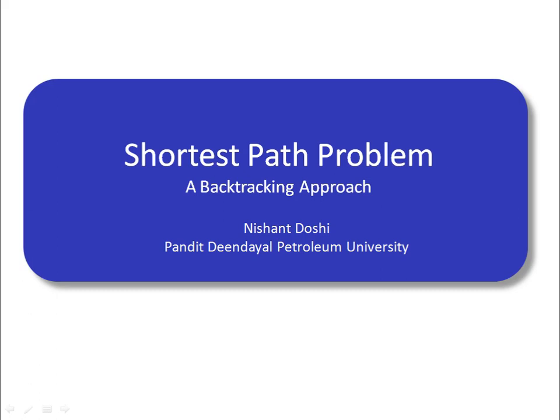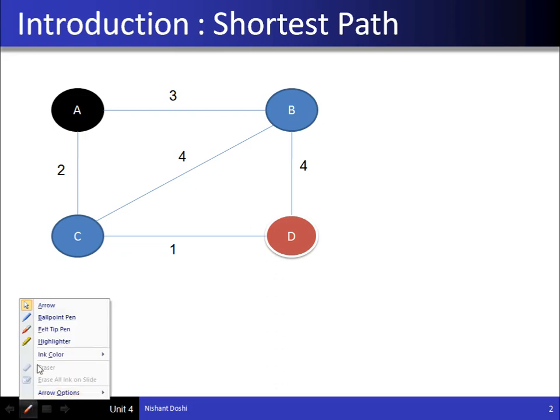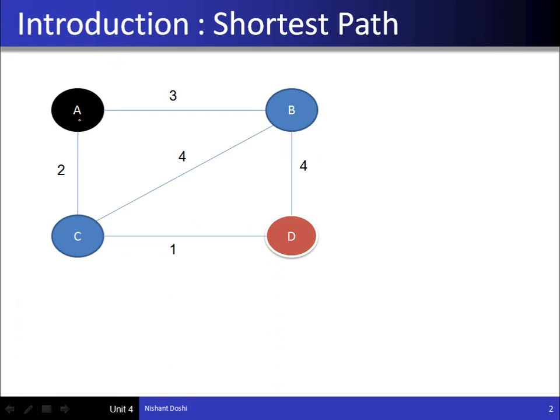So first let's start with what the shortest path problem is. Consider this particular graph. It's an undirected graph with all positive weights. Now what we want here is the shortest path from A to D. This is our starting vertex and this will be our ending vertex. It may happen that we have many intermediate vertices, that is possible.